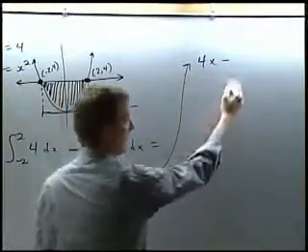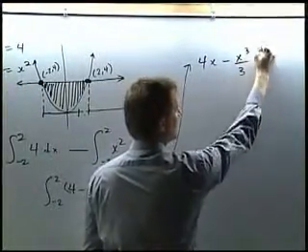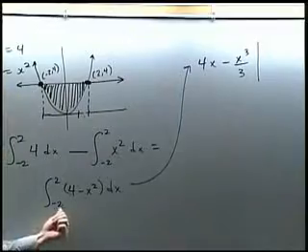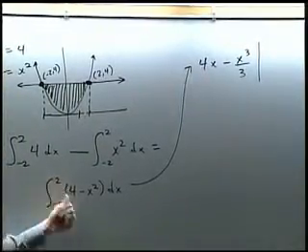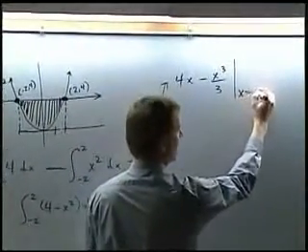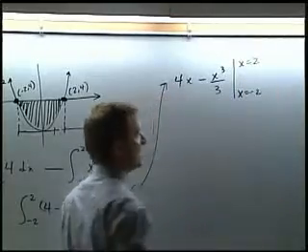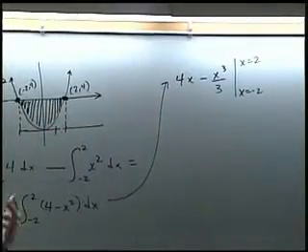X cubed divided by 3. Okay? Now I want to sub in some values for x. I want to sub in -2 and +2. Okay? So x equals -2, x equals +2. Okay? And I want to find this value.